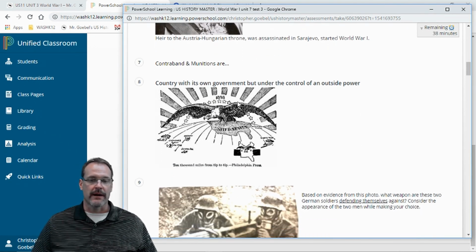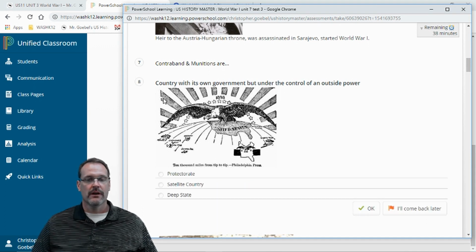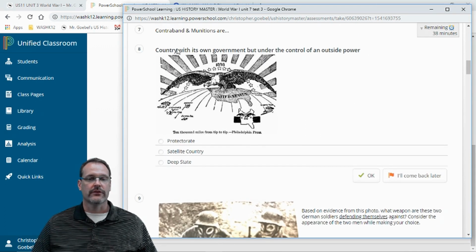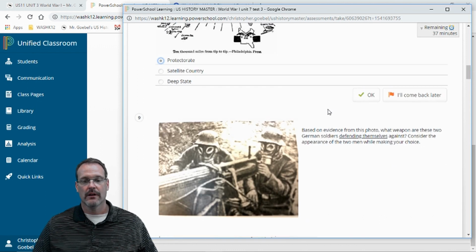I'm going to talk a little bit about imperialism. This is actually a screenshot from that. It asks what country has its own government but is under the control of an outside power. And that asks for either protectorate, satellite country, or deep state. And you have to determine what it is for a larger country to control a smaller country, and the answer for that one is protectorate.